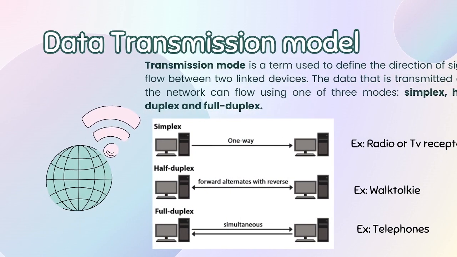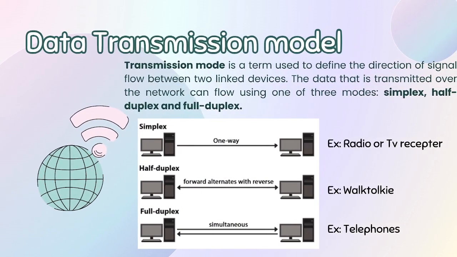Data transmission mode. Transmission mode is a term used to define the direction of signal flow between two linked devices. The data that is transmitted over a network can flow using one of three modes: simplex, half duplex, and full duplex.